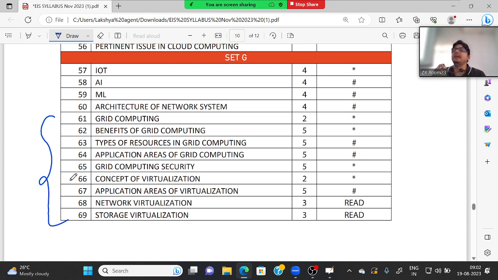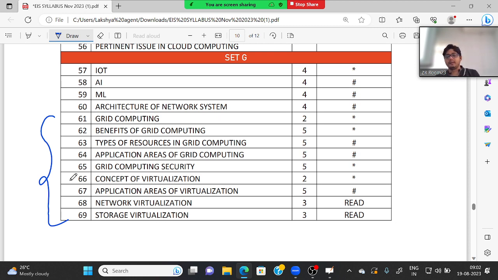I will be teaching it to you from my textbook, and I will also tell you the page number in our ICAI book module. Now we are doing chapter 4, set G, grid computing. In the ICAI module, the page number is 4.60. The answer starts from 6.1.